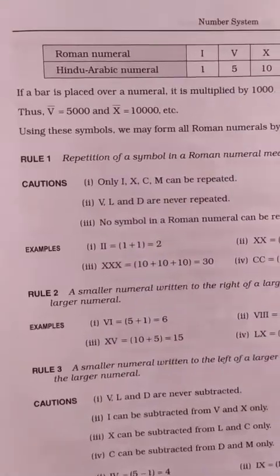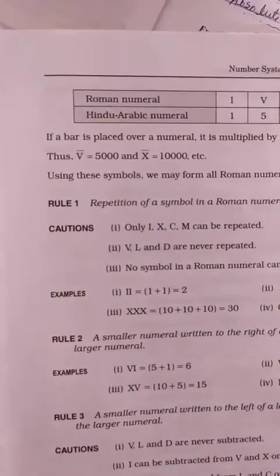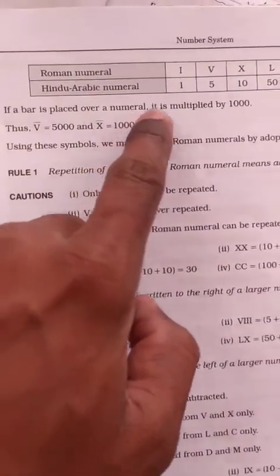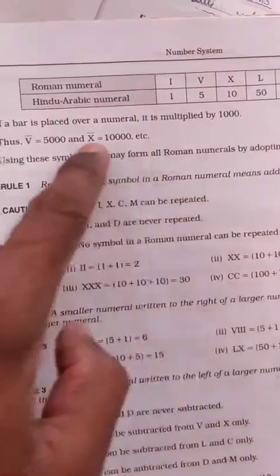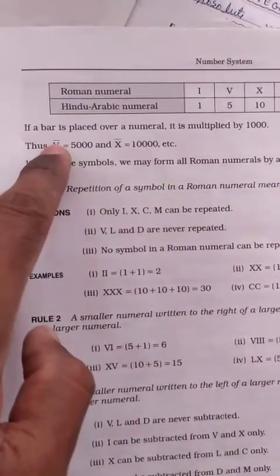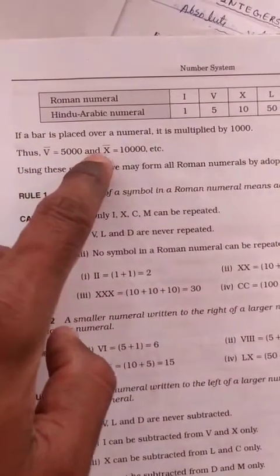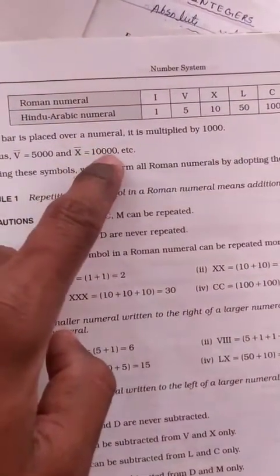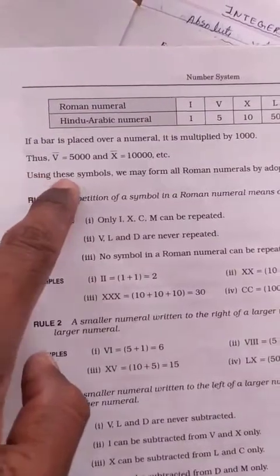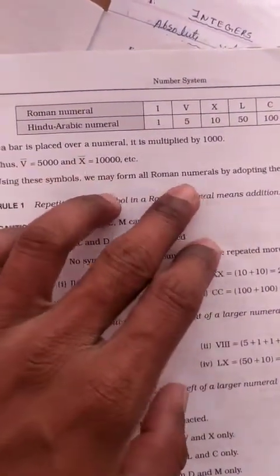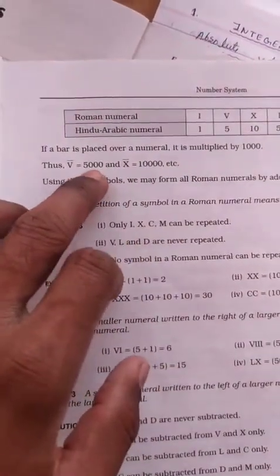There is one more rule that if a bar is placed over a numeral, then it is multiplied by 1000. For example, if there is a bar above the V, then it is 5000, and if there is a bar above the X, then it is 10,000. Okay, so using these symbols we can form some numbers in Roman numerals. So keep it in your mind.